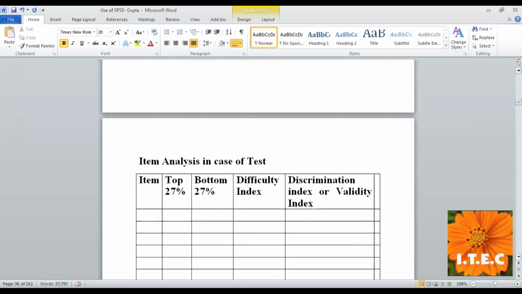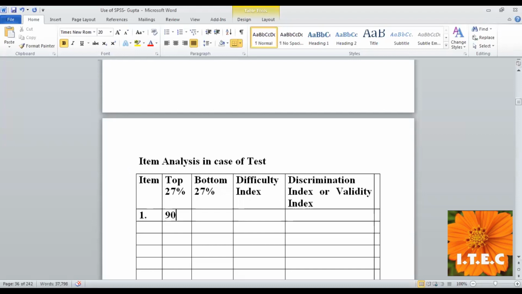So sometimes people may ask you what is another name for discrimination index. So you should be able to tell that it is validity index. So either you call it validity index or you call it discrimination index, it doesn't make a difference. Suppose your item number 1. Now, from the top 27%, if there are 108 people, out of 108, how many people have attempted it correctly?